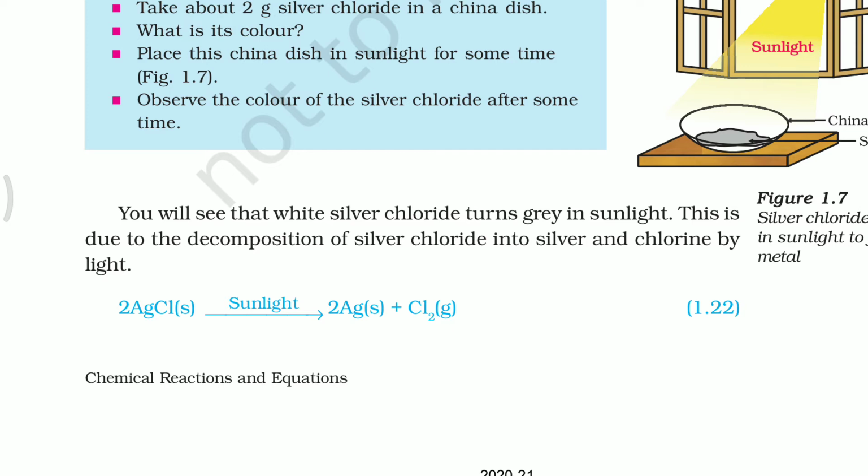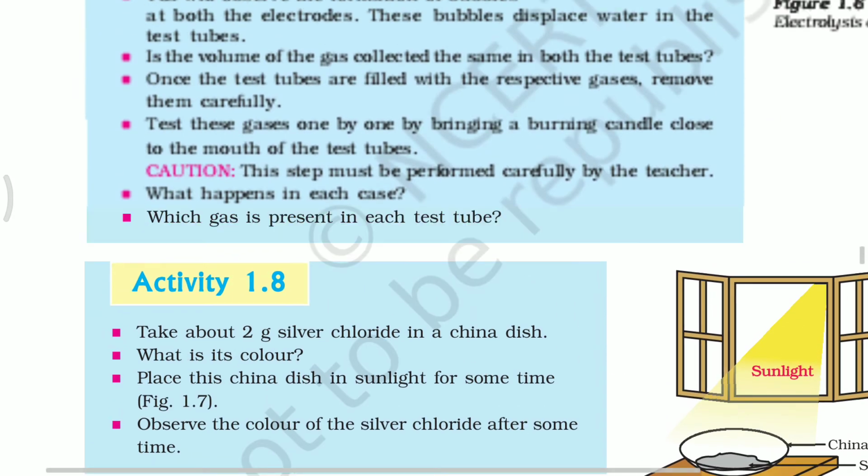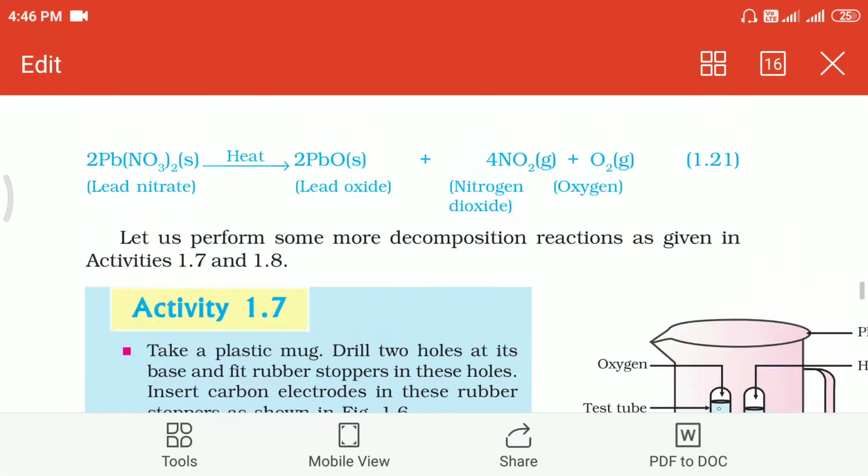So based on the energy provided to decompose the chemical substance, these decomposition reactions are of various types. If you provide heat to decompose the chemical substance, that decomposition reaction is called thermal decomposition reaction. For example, already we discussed previously.